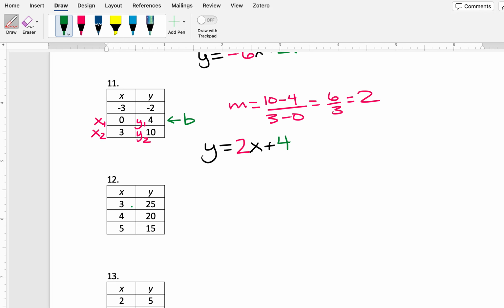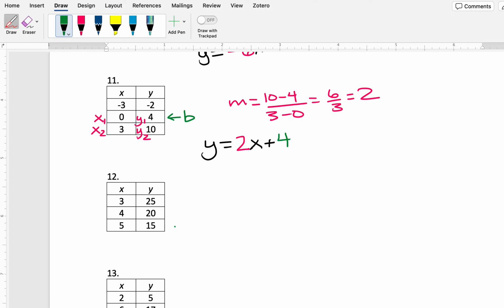All right, looking at number 12. Now I don't have my y-intercept nicely laid out in the table, so I have to do a little bit more work to figure it out. So let's see. We could start with the slope. I can see that for each 1 unit increase in x, my y is decreasing 5. So my slope is going to be -5.